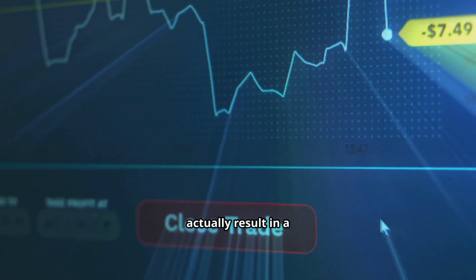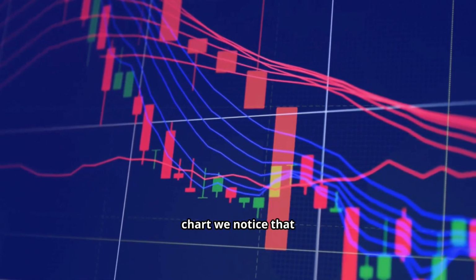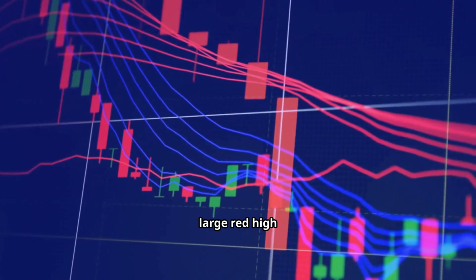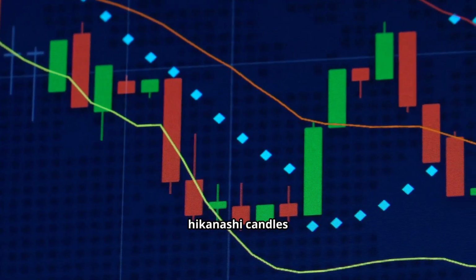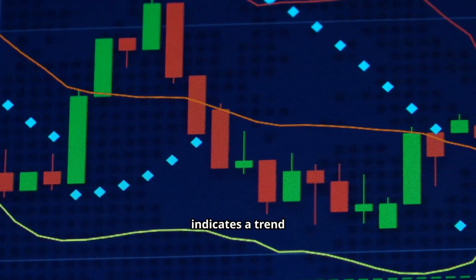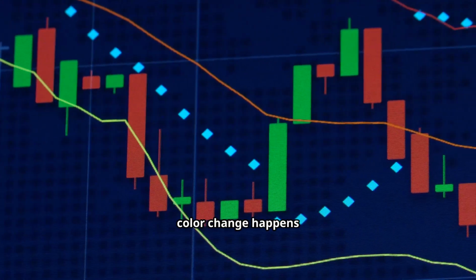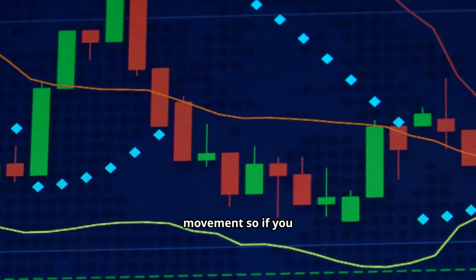We notice that the market is on a strong downtrend, as indicated by these large red Heikin-Ashi candles. Next, we can see that the Heikin-Ashi candles gradually become smaller before finally turning green, which indicates a trend reversal to an uptrend. However, notice that the color change happens after the price had already made a significant upwards movement. So if you would have entered a buy position here, that would be considered a late signal because you already missed a huge portion of the price movement.